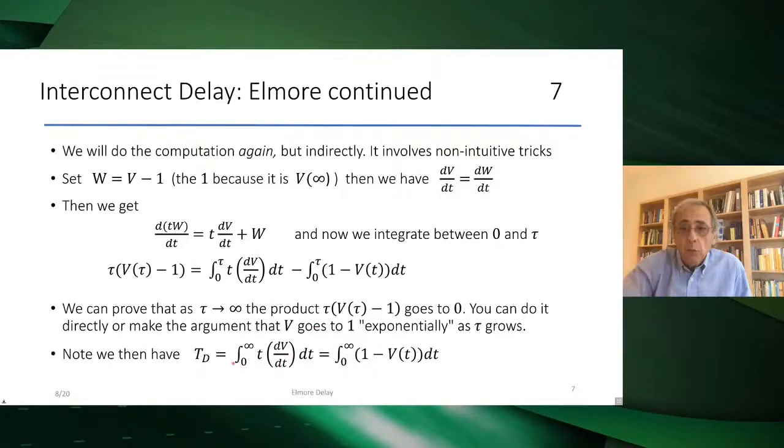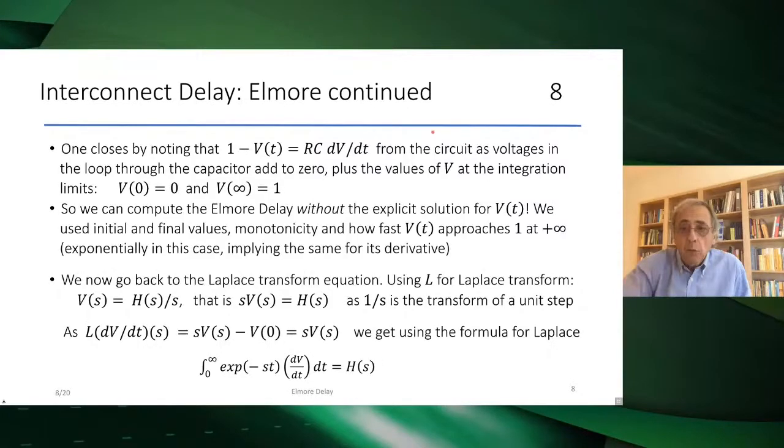So you can see that if this goes to 0, we can send tau to infinity, and then we get that the Elmore delay that is here is equal to this 1 minus V of t at the end. And for 1 minus V of t we do have a differential equation. It is RC times the derivative. We have the initial conditions for the derivative, and we get that the Elmore delay is RC because V of 0 is 0, V of infinity is 1, so we get exactly this.